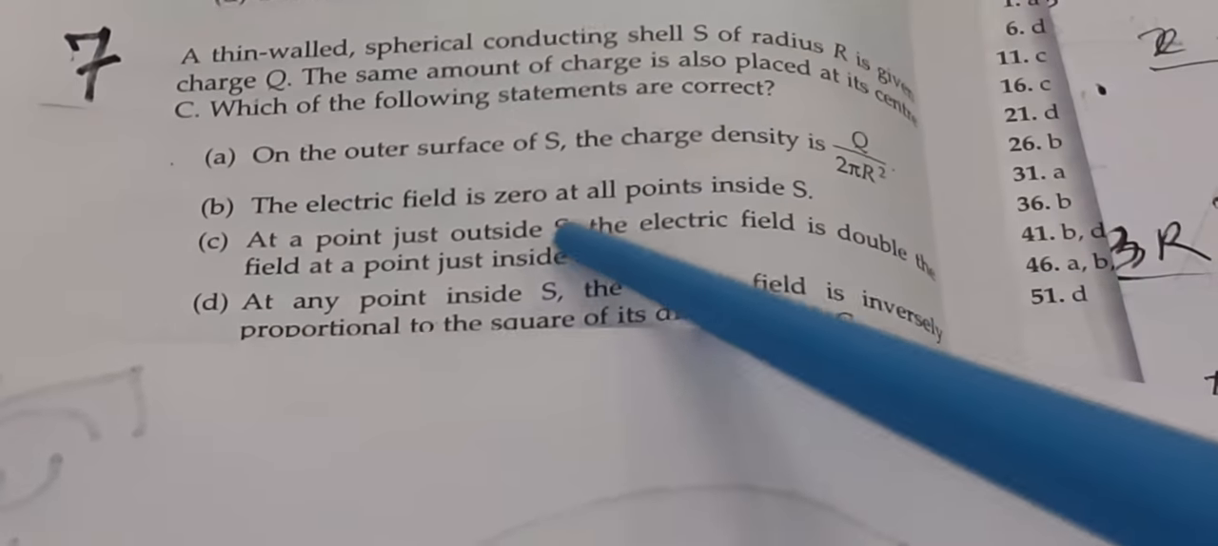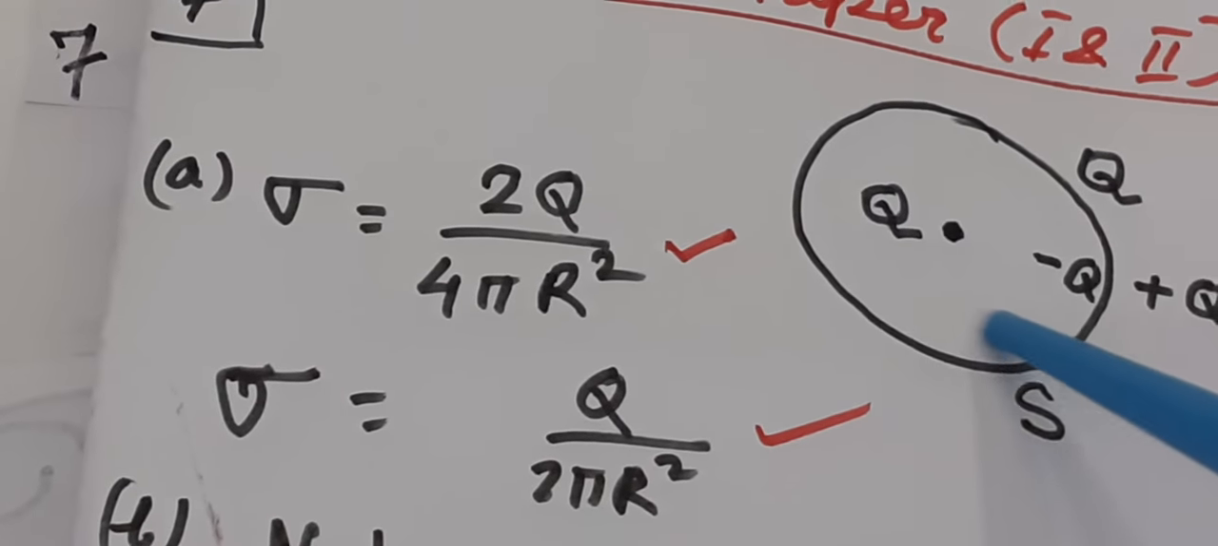Now come to the next part. The electric field is zero at all points inside S. Inside S, no, that cannot be. Inside S, at the center there is a charge, so there will be an electric field all around. B cannot be the answer. B is wrong, B is not correct.